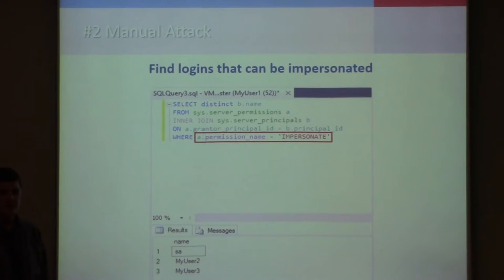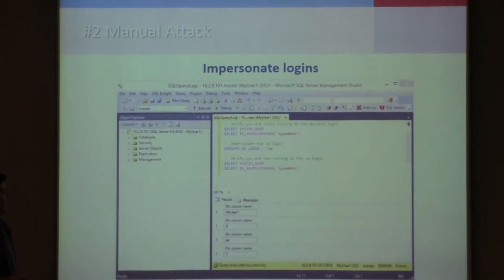So here's a really simple way to find who you can impersonate. Can you guys read this? Okay, cool. So it's just a basic SQL query. It says, hey, I want to know who I can impersonate, personally, my login, anyways. And here we can see SA, my user 2, my user 3. I can impersonate all three of those users. And then I can go look up their privileges to see if any of them are sysadmins.